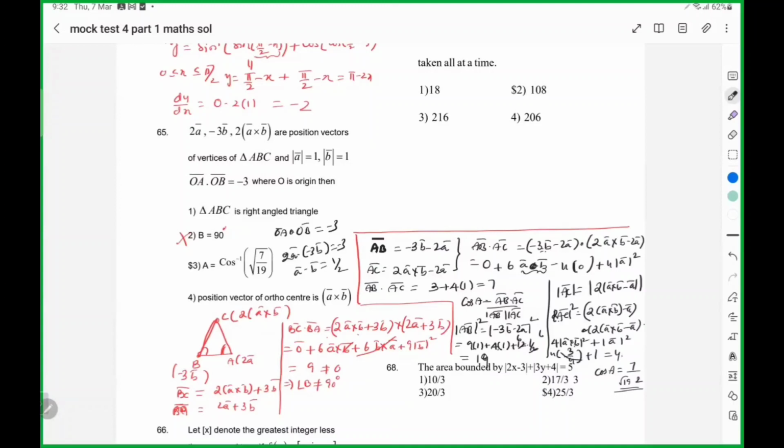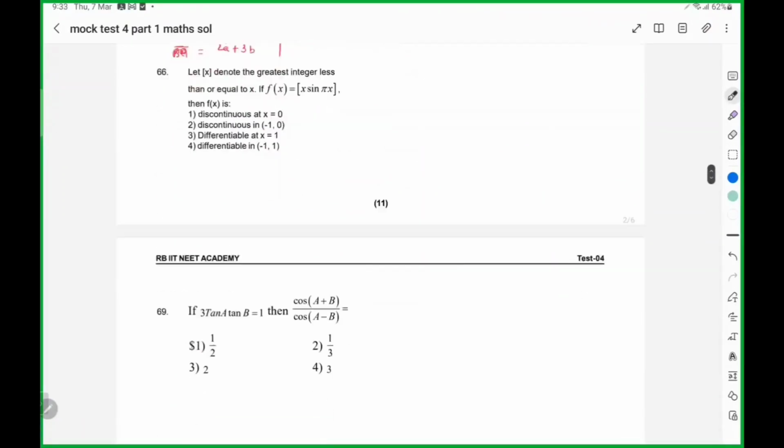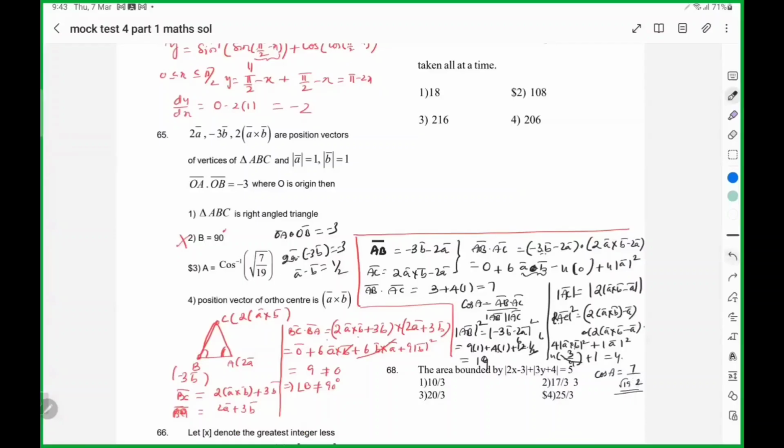Here also 4, it is root 7. So this is also not possible.